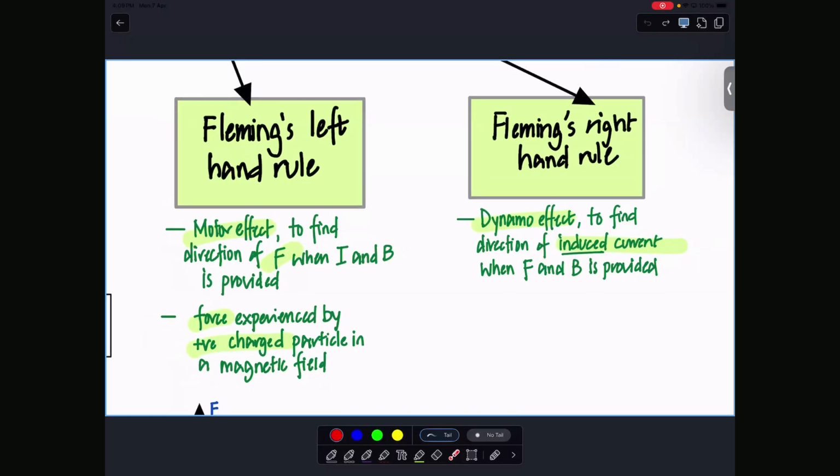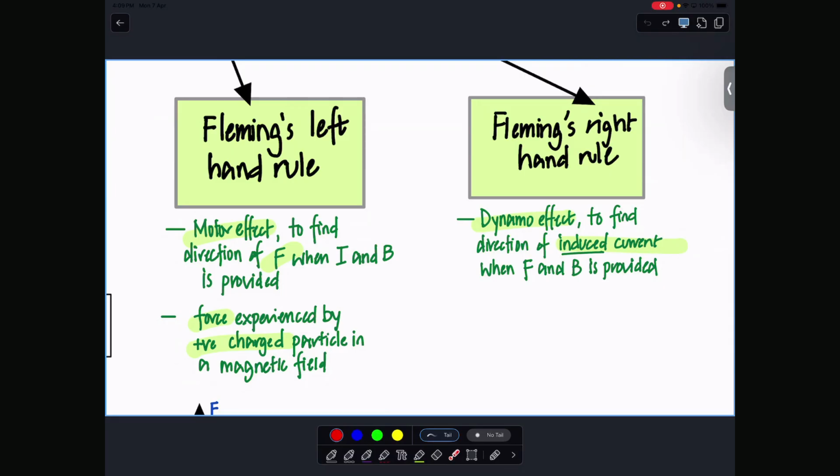So basically, the left-hand rule is to find the direction of the force, where what is provided to you is the current. And the right-hand rule is to find the direction of the current, where what is provided to you is the force. Because the motor effect tells you that you pass what through a circuit, current, and what does that produce, a force. And what does the dynamo effect say? You apply force on a conductor, and what is induced in it, current. So to find the induced current direction you have to use the right-hand rule, and to find the direction of the force you have to use the left-hand rule.